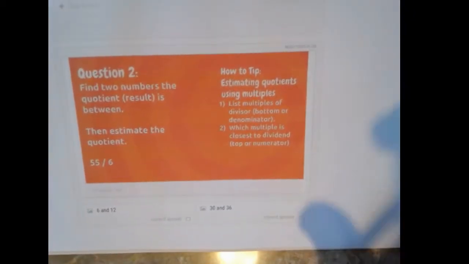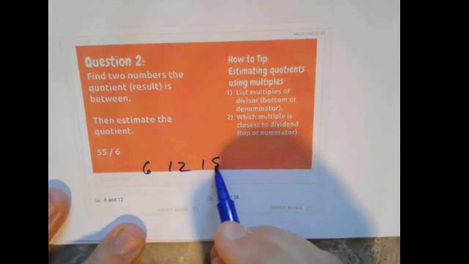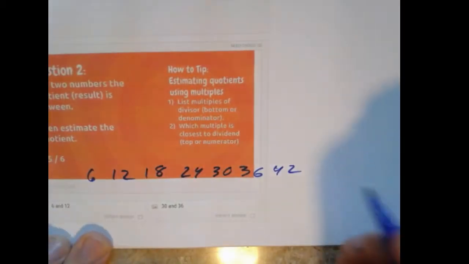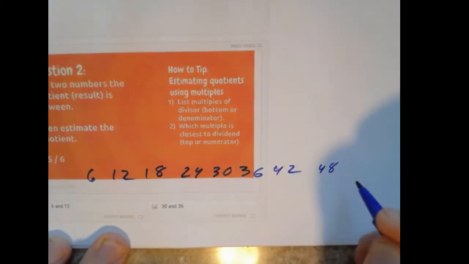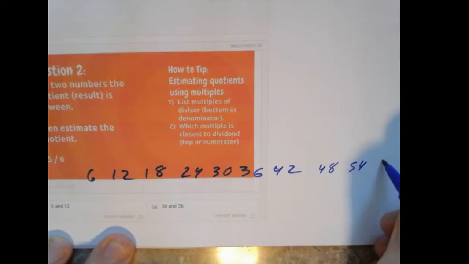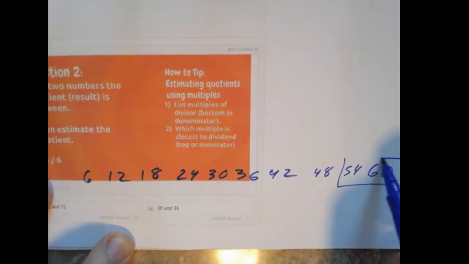So let's try another one of those. Okay, so 6, let's do our multiples of 6. 6, 12, 18, 24, 30, 36, 42, 48, 54, and 60. So 55 is in between what numbers? Well, it's between 54 and 60.